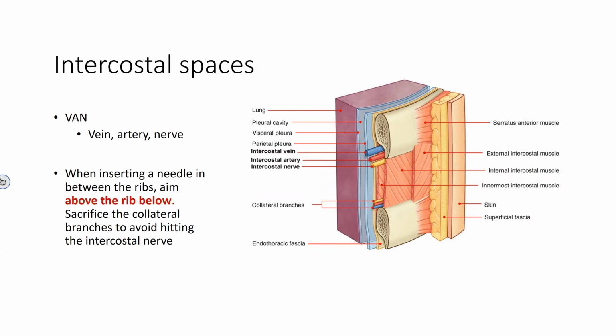Intercostal spaces have the vein, artery, and nerve in that order, so VAN. And a clinical point that's important to remember is that when you put a needle in between the ribs, you aim above the rib below, so you avoid hitting the intercostal nerve, and you just sacrifice the collateral branches.